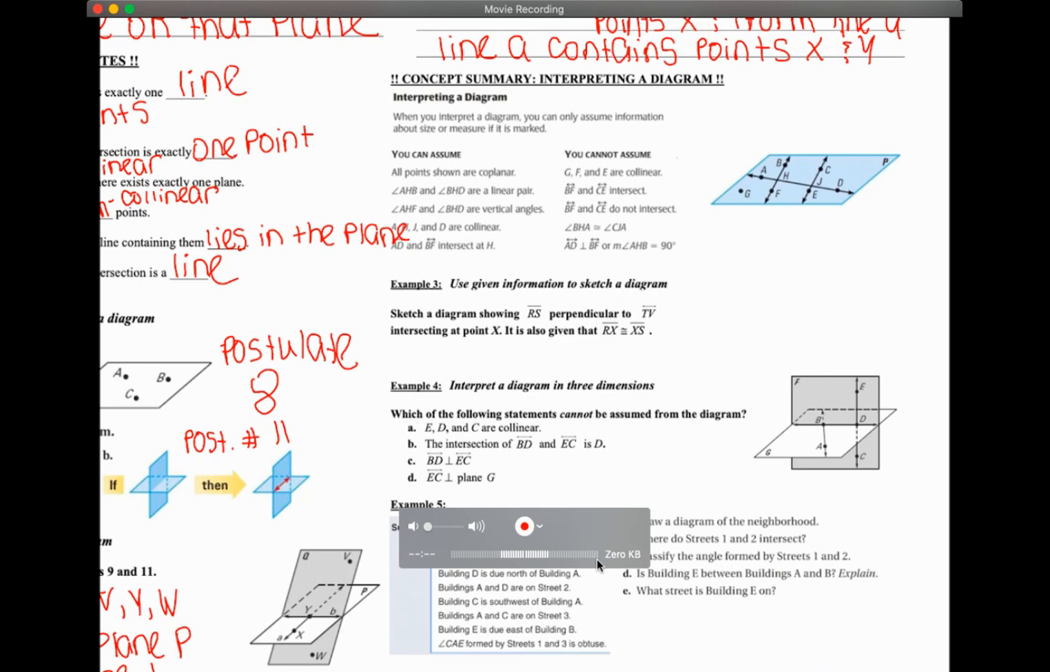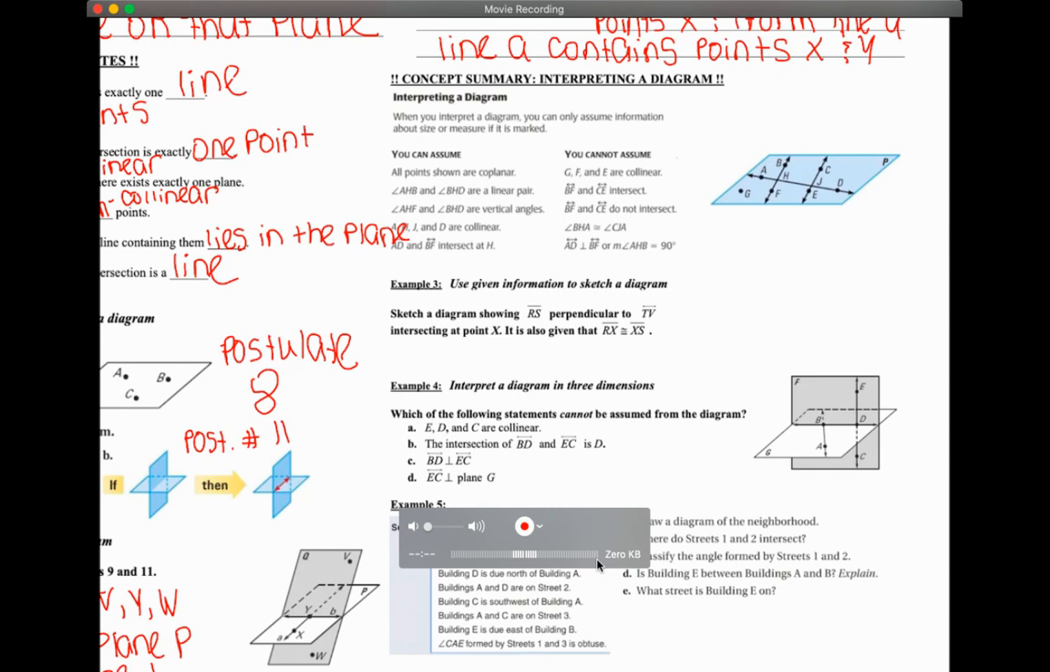When you're interpreting a diagram, you can only assume information about size or measure if it is marked. So in this diagram, you can assume that all these points are coplanar because they're all in plane P. Angles AHB and BHD are a linear pair. You can see those two are adjacent and they form a line. AHF and BHD are vertical.